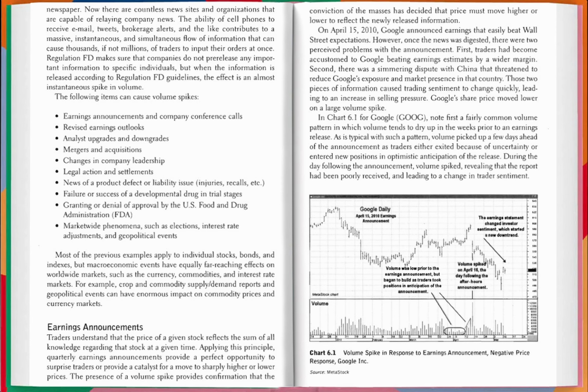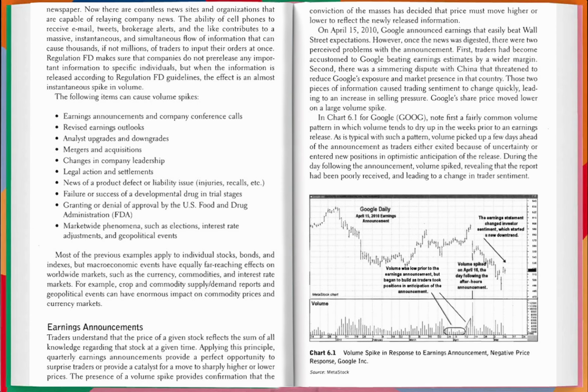Most of the previous examples apply to individual stocks, bonds, and indexes, but macroeconomic events have equally far-reaching effects on worldwide markets, such as the currency, commodities, and interest rate markets. For example, crop and commodity supply-demand reports and geopolitical events can have enormous impact on commodity prices and currency markets. Earnings announcements.